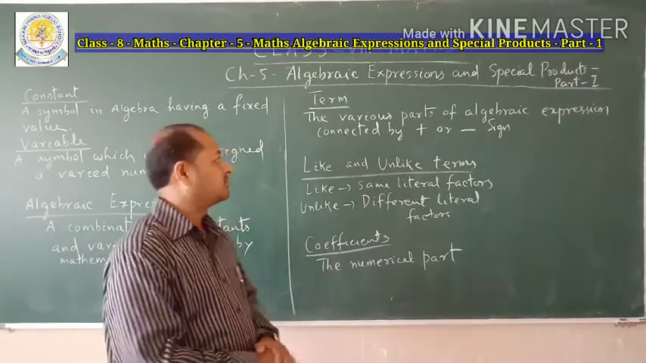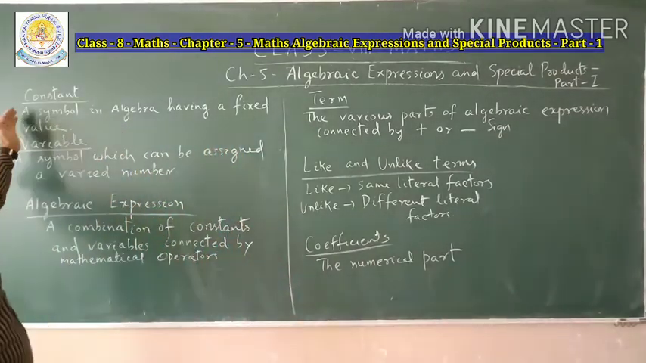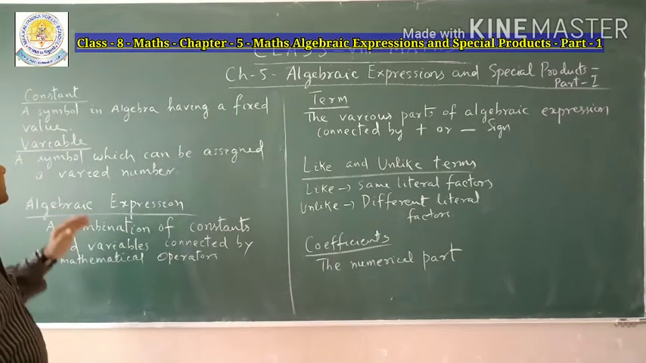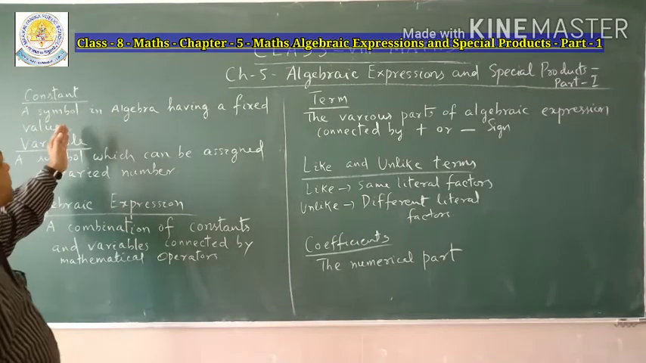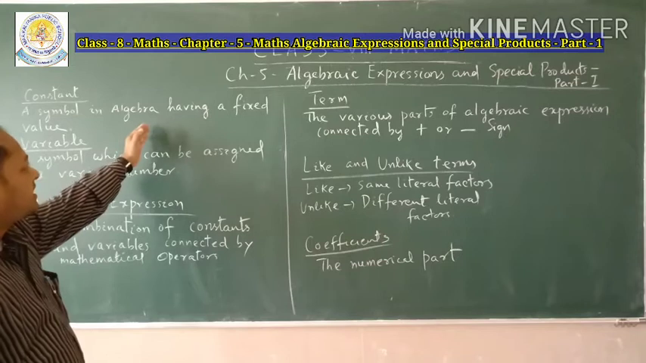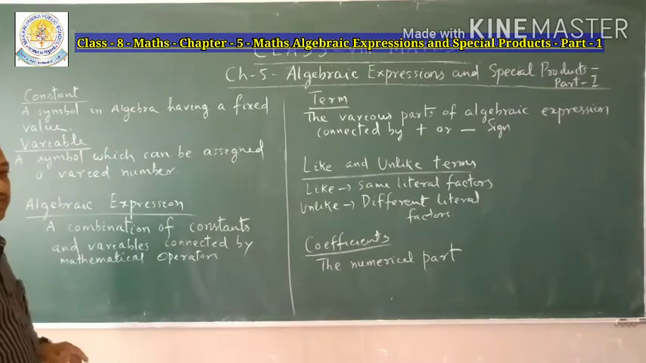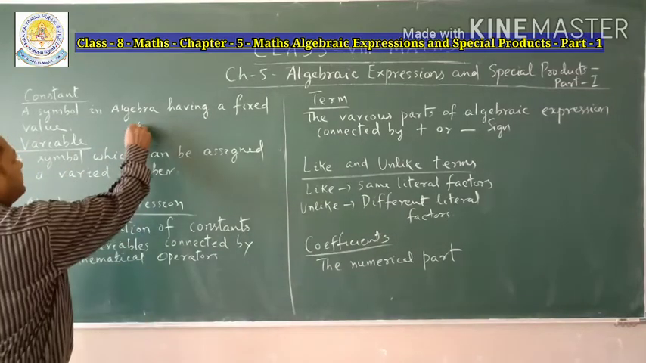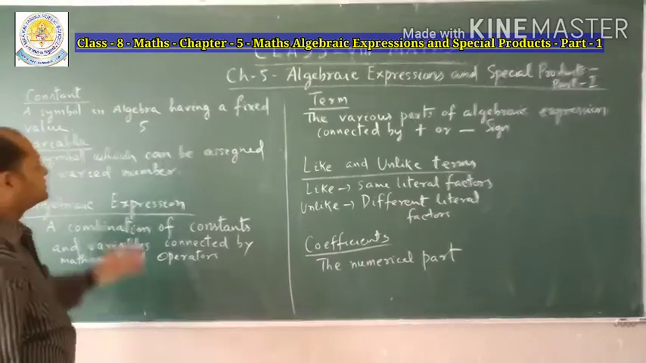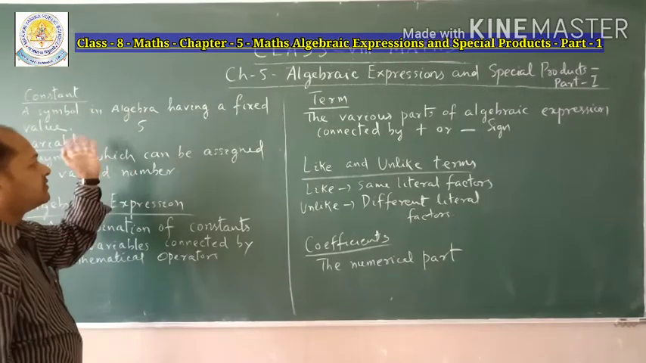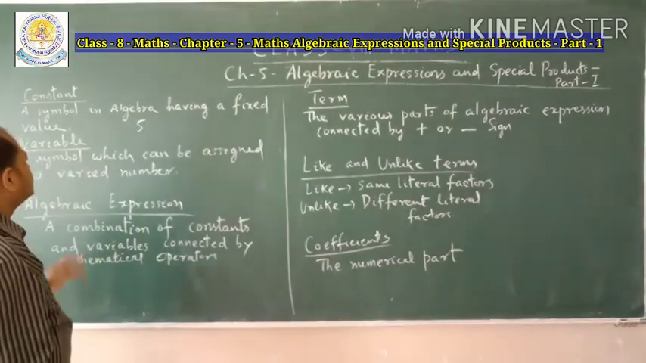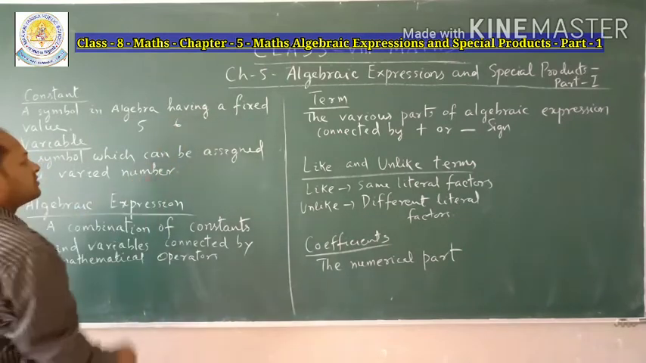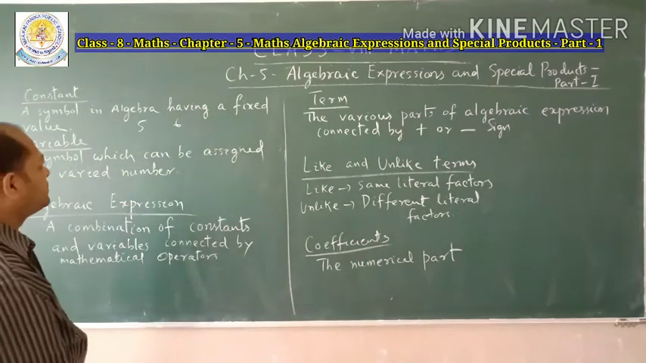So let us start. The first one is constant. What do you mean by constant? The definition of constant is a symbol in algebra having a fixed value. For example, 5 is a constant. It is a fixed value 5, so we can call it a constant. Now 6 is a constant because it is a fixed value.